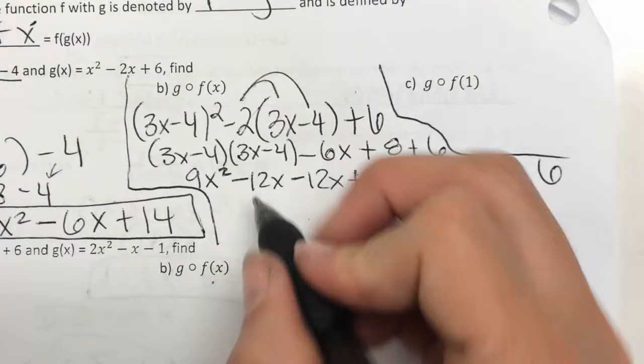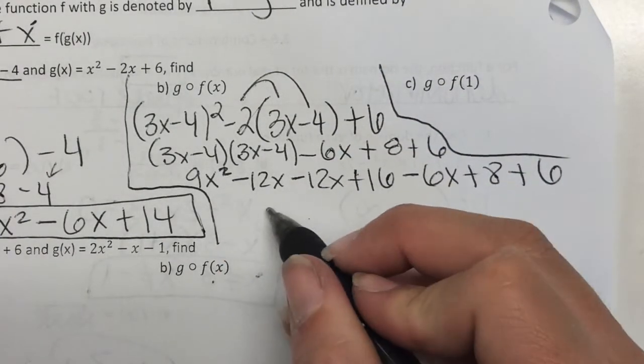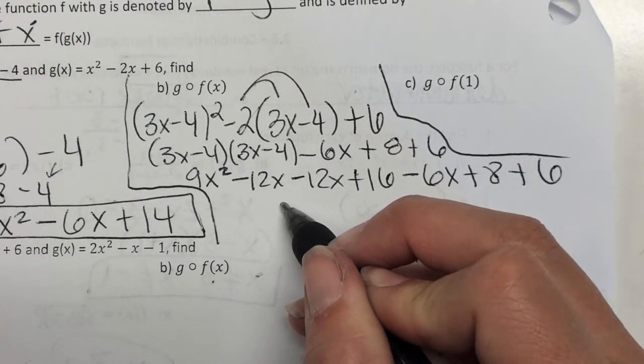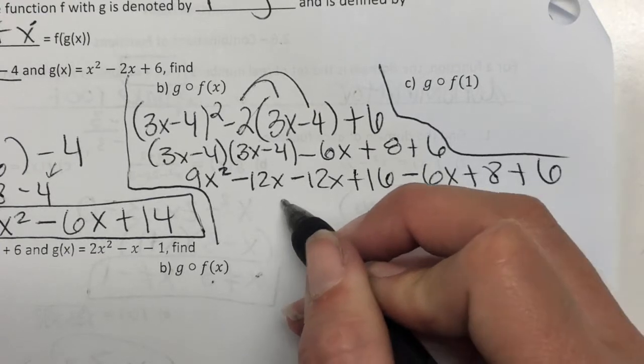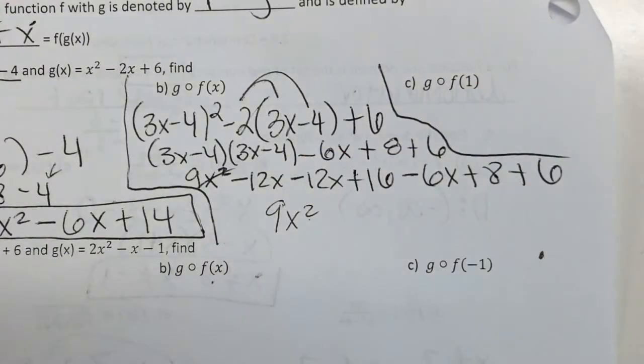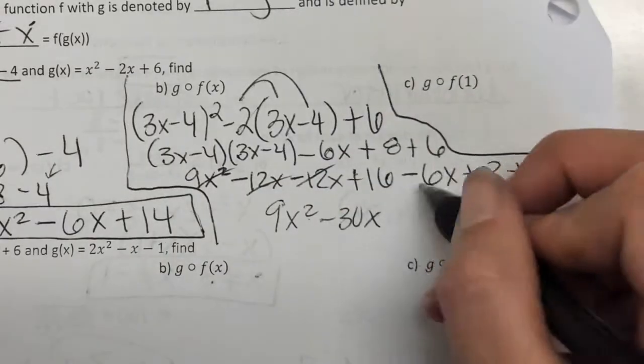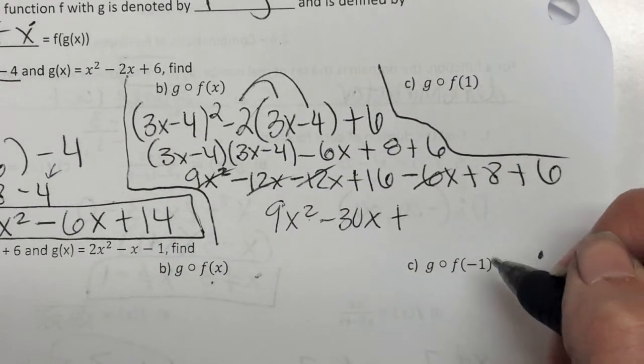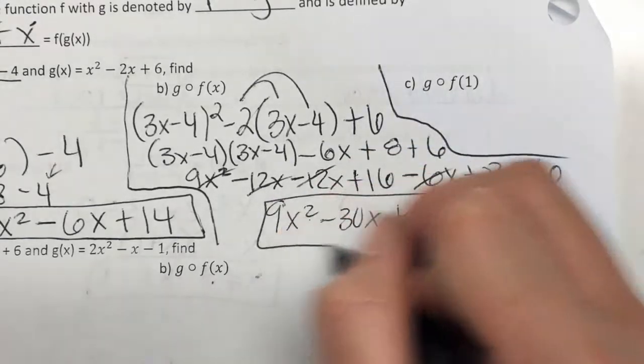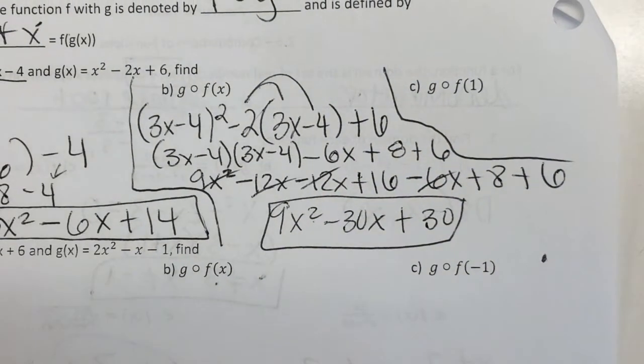Alright, so tell me my final answer. Anybody? 9x squared minus 30x plus 30. Very good. We will pick up here tomorrow.